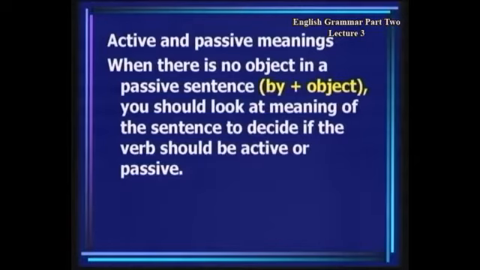When there is no object in a passive sentence, يعني when there is no object, يعني ما فيش في الجملة by and the object. يعني لما أقول the window was broken by أحمد وشيل by أحمد, يبقى معناه إن there is no object in this sentence. When there is no object in a passive sentence, you should look at the meaning of the sentence to decide if the verb should be active or passive.